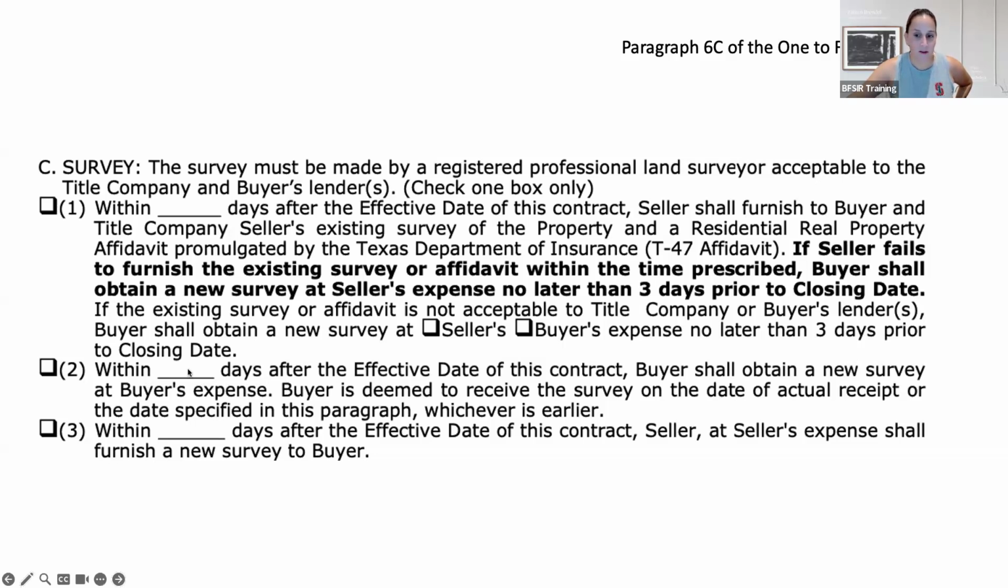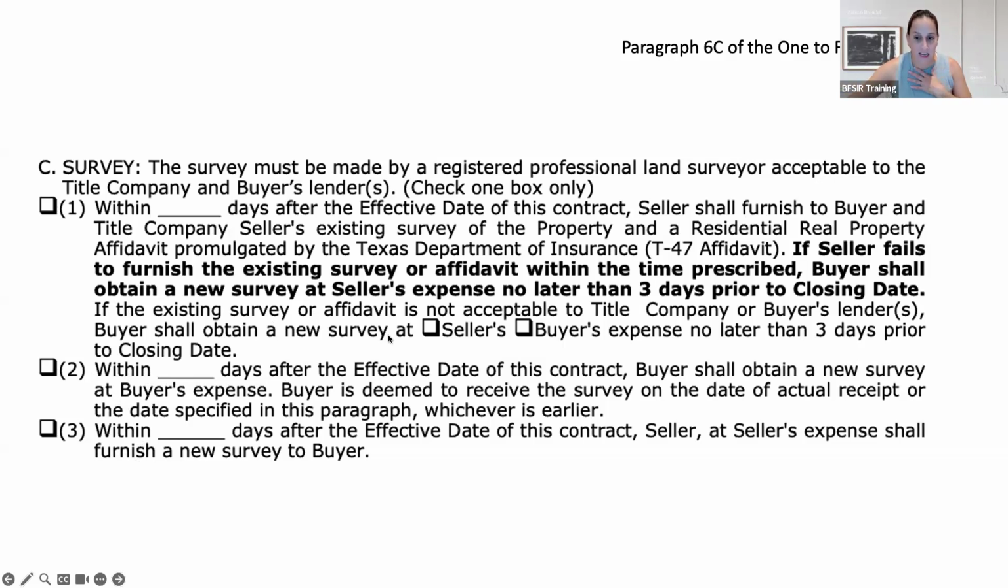And generally speaking, I would say if you're on the buy side, you don't want to get a new one until you're past the option, because you don't want to order a survey, be on the hook for the $500 to $700 that it costs, and then decide you're terminating. So if your option is 5 days, I would put within 6 days, and then on the 6th day, or have the title company order the survey.